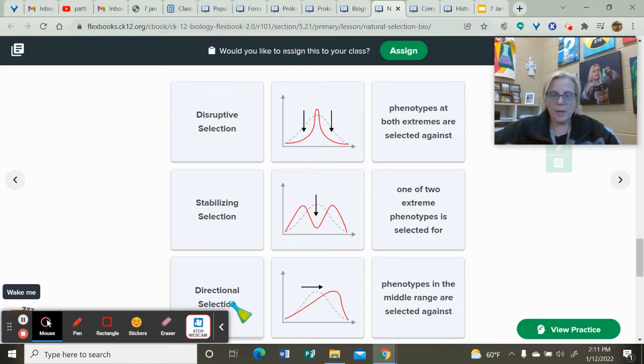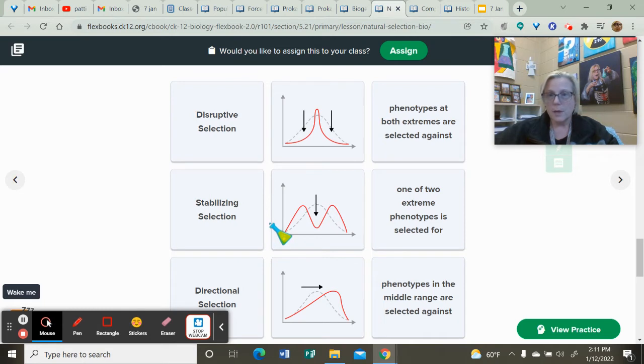So if we look here, these are your types of natural selection. Disruptive selection produces a graph that results in your two extremes not making it, basically. This would be like having a super small organism and a super large organism not surviving to produce more babies, and so the organism that's in the middle is what is actually surviving and producing more babies. Okay, all right.